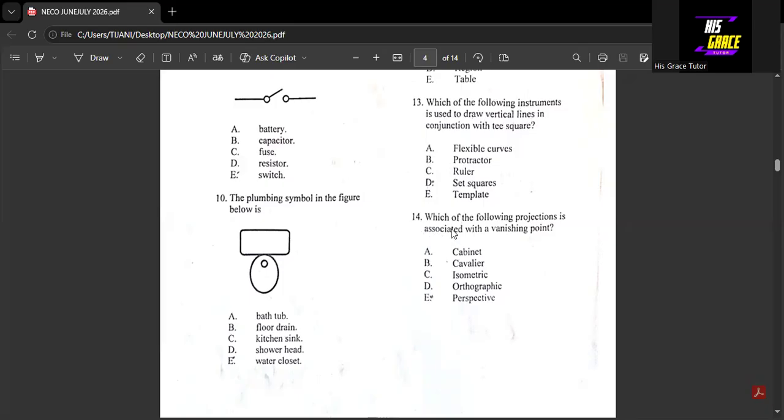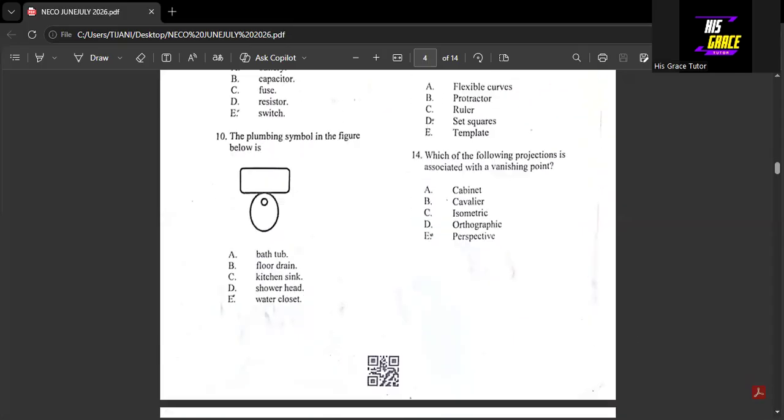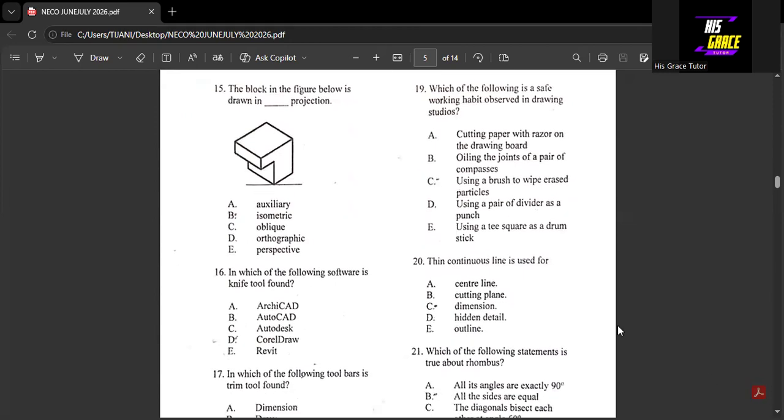Then question 14 says which of the following projections is associated with a vanishing point? So the answer is perspective. So option E is the answer to question 14. Then going on to question 15, which says that the block in the figure below is drawn in isometric projection. So option B gives us the answer to question 15.